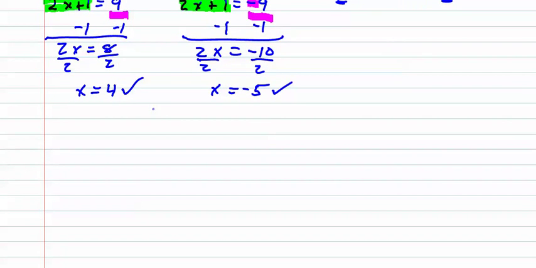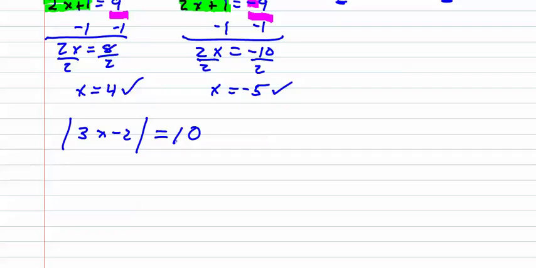Let's do one more. Absolute value of 3x minus 2 equals 10. Now, I would suggest you pause this for a moment, do the problem on your own, and then turn the video back on and follow my solution.